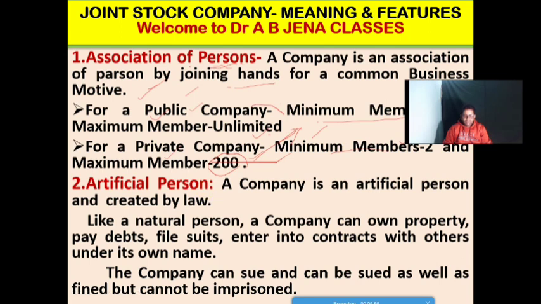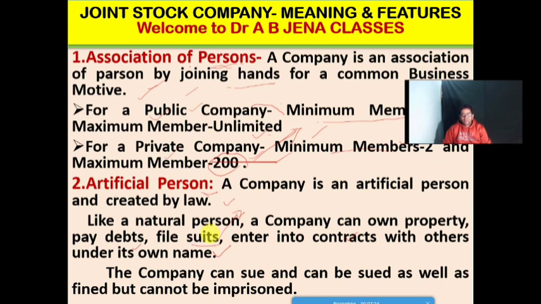So the next one is the association as an artificial person. A company is an artificial person, created by law, I mean the Companies Act 2013 or the previous Companies Act 1956. Like a natural person, a company can own property, pay debts to creditors, file suits against outsiders, and enter into contracts with others under its name.